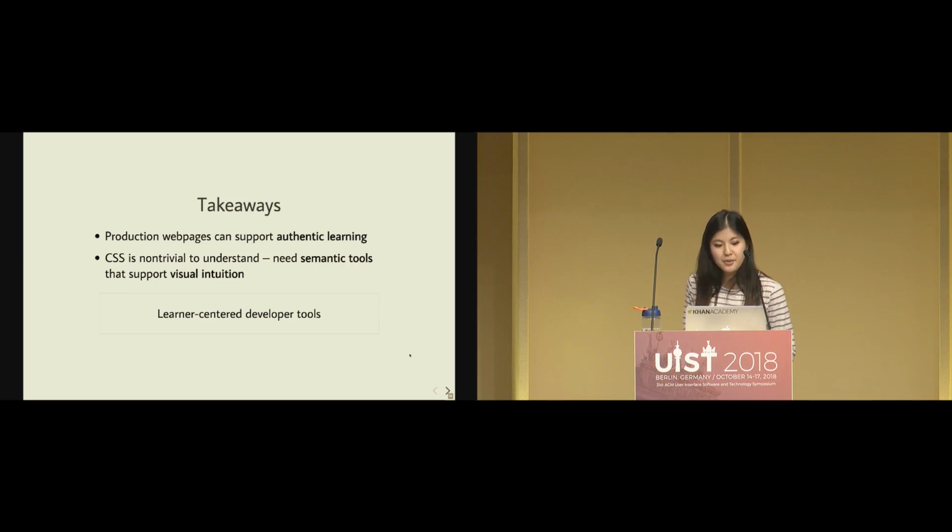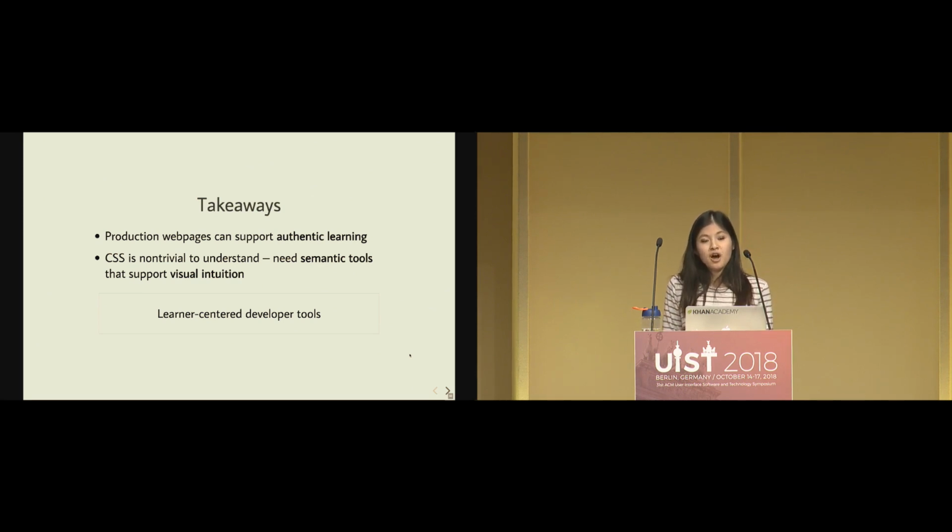So 2 high-level takeaways. First is that if we want to help people make the jump from using simple tutorial examples to producing professional quality artifacts, we should harness production web pages to support authentic learning and to make these things explorable and accessible learning materials to novices. But to do that, we need tools that are capable of revealing these semantics. And CSS is actually non-trivial to understand.